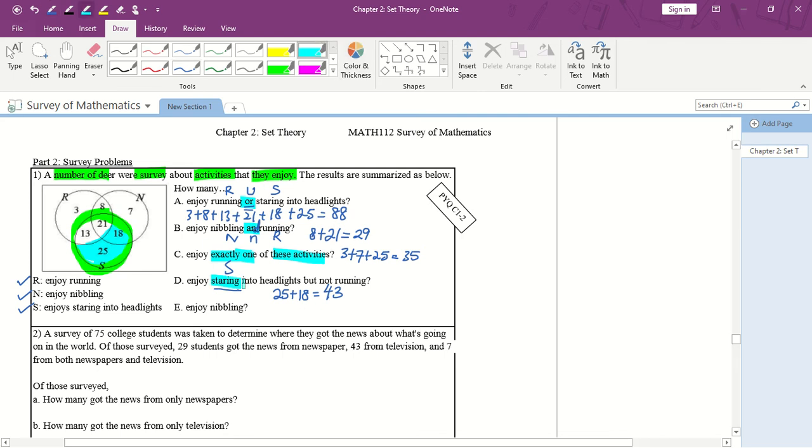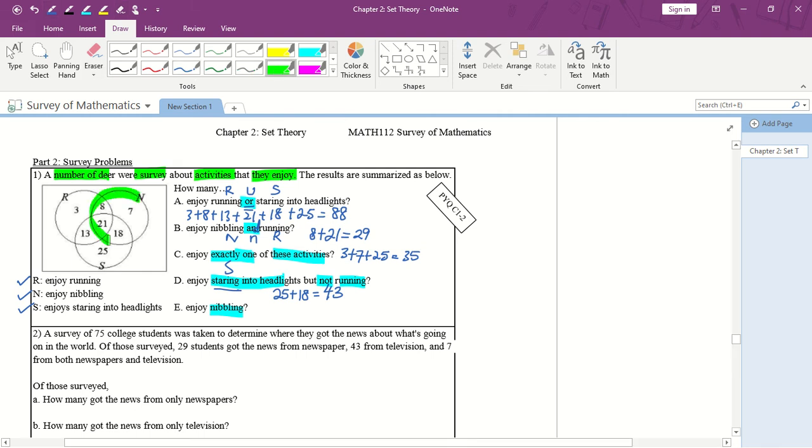Remember, staring into headlights but not running. Okay, and the last one. Enjoy nibbling. So enjoy nibbling basically is just this one.